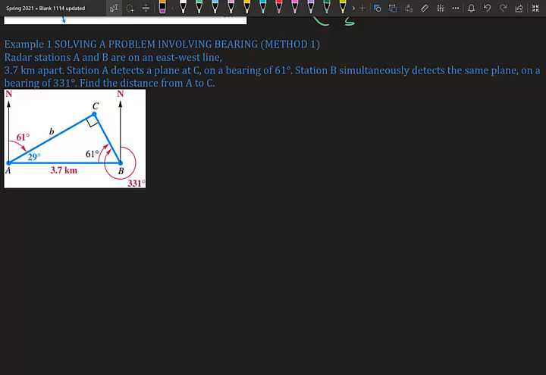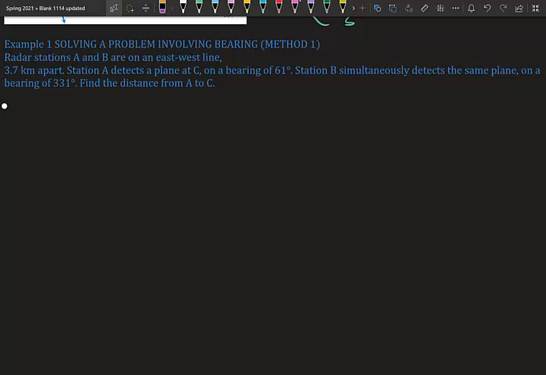Now, I gave us this nifty little picture. But what if it wasn't there? Your homework, your tests, you're going to have to draw it. So let's actually take the time and draw it, piece by piece.